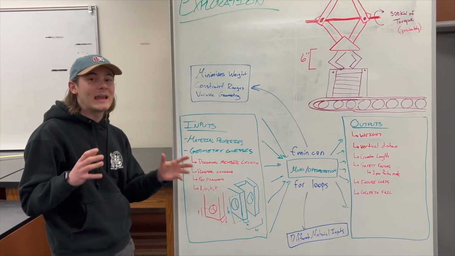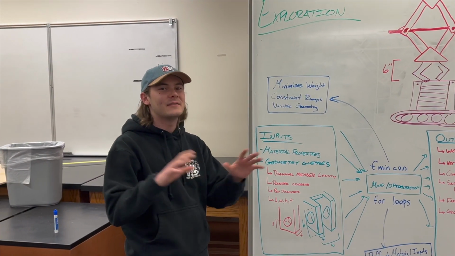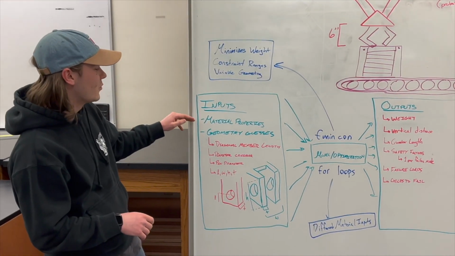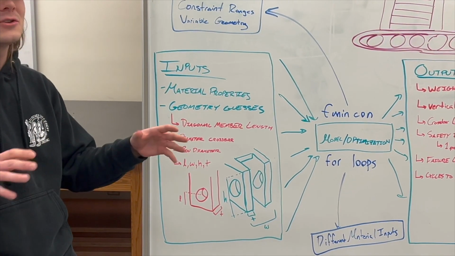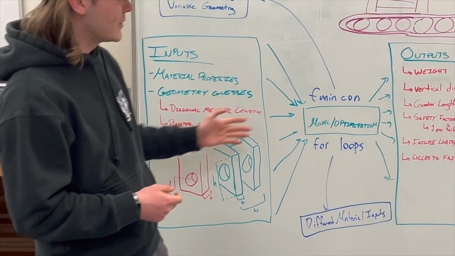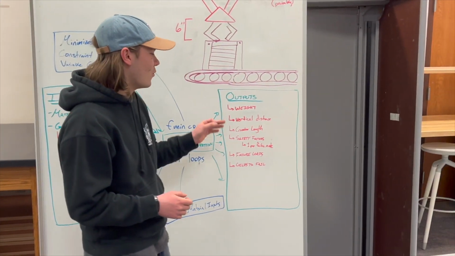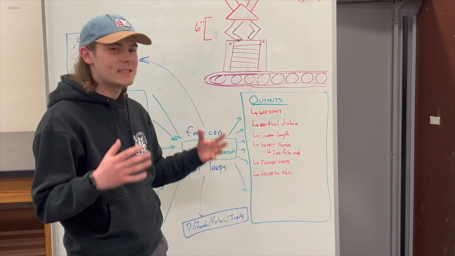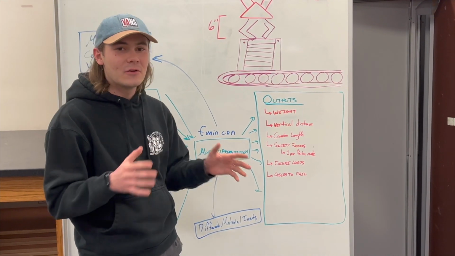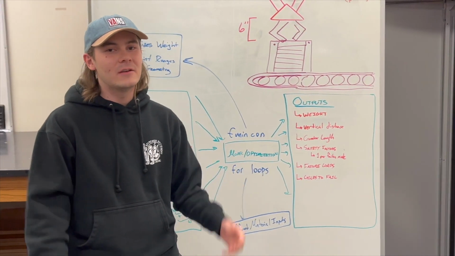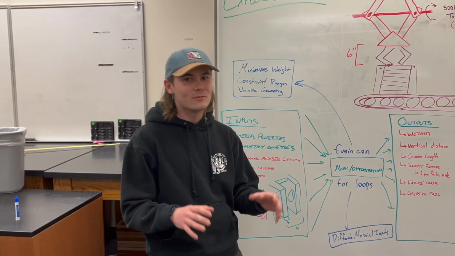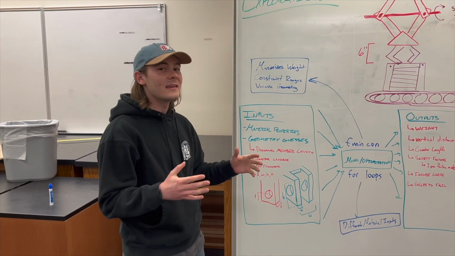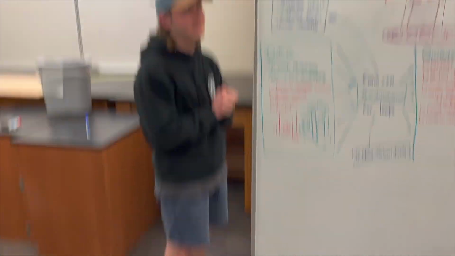We had to create an analytical model to input that can analyze every aspect and every failure point of the scissor jack. The inputs it takes are material properties and an initial geometry guess. After it goes through the model, it'll output things like weight, vertical distance the load can travel, the crossbar length, the safety factors, and the failure loads. It'll also do cycles to failure, which is really important for creating a long-lasting, safe product. And I think that these results will knock your socks off.